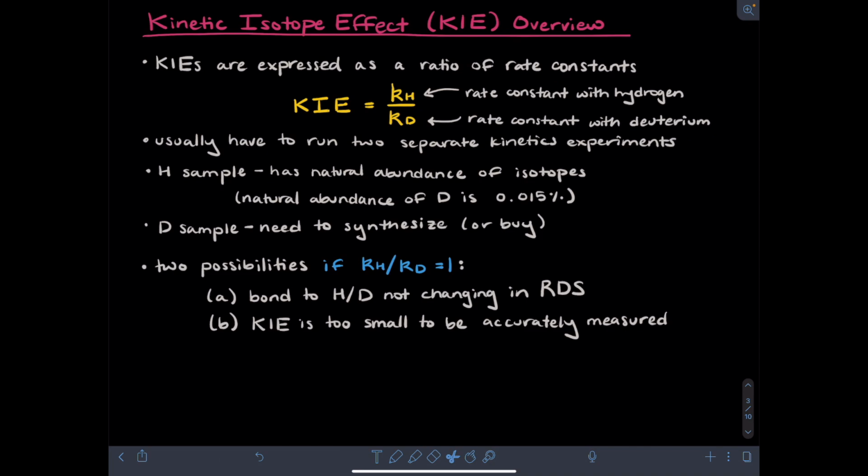The boring variation of a kinetic isotope effect would be if the kinetic isotope effect is exactly equal to 1. There are two reasons that this might be the case. One is that the bond to hydrogen or deuterium is not changing in the rate determining step, and it's also not near any bonds that are changing in the rate determining step. Alternatively, it's possible that your measurements in the lab just simply aren't accurate enough, and the kinetic isotope effect isn't exactly 1, just really close to it. The more interesting scenario is if the kinetic isotope effect isn't equal to 1.